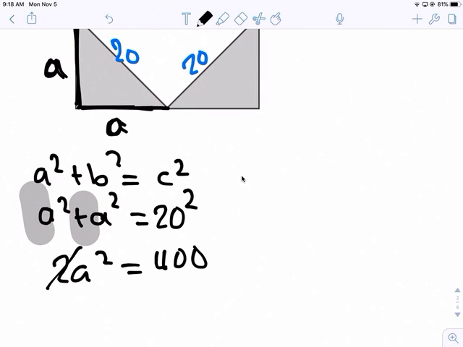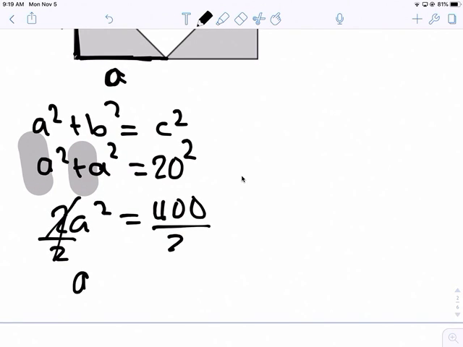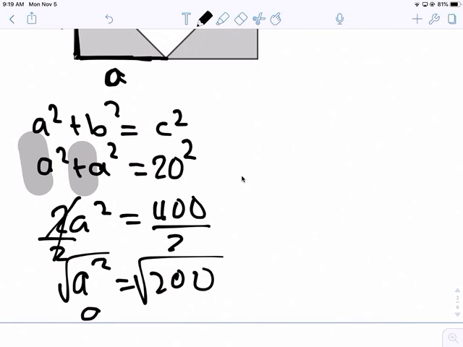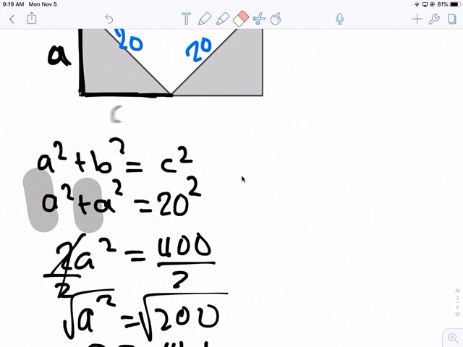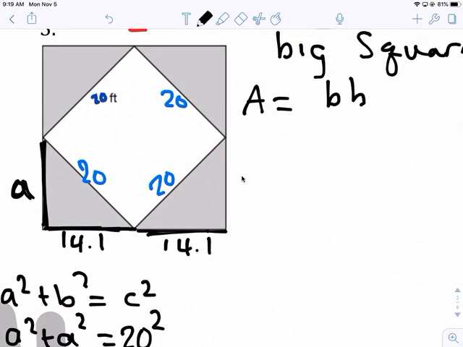And then get rid of this 2 by dividing by 2, which makes 1A squared. A squared equals 200. Take the square root of that. Each side of this is the square root of 200, which is 14.1. So if this is 14.1, this is also 14.1. So each side is 28.2.